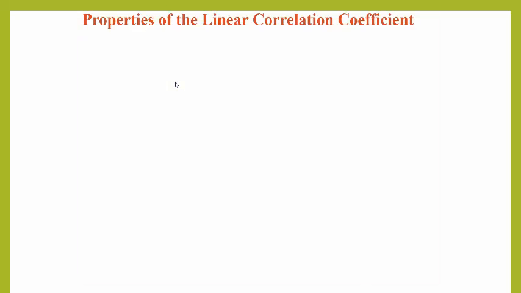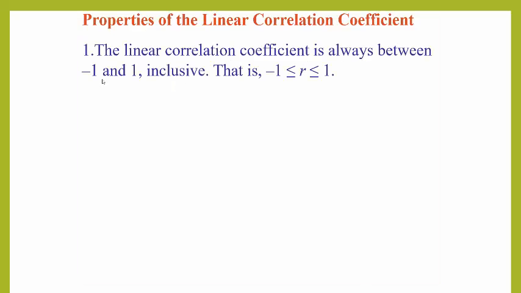There's a bunch of them. First one, the linear correlation coefficient is always between -1 and 1 inclusive. That means r can never be like -2 or 3. It's always going to be between -1 and 1, so like -0.75 or positive 0.6. It's going to be between there.